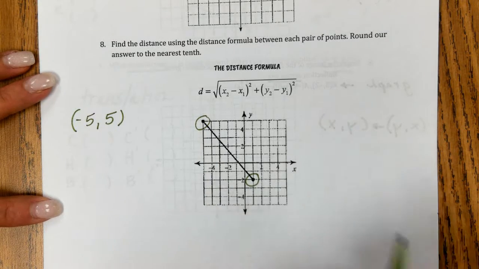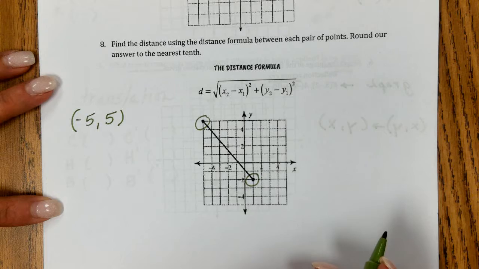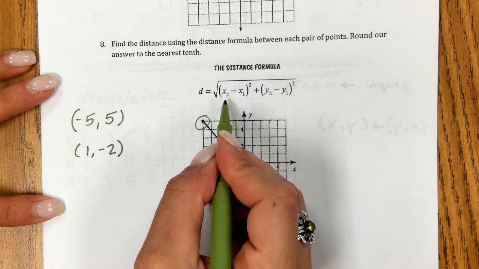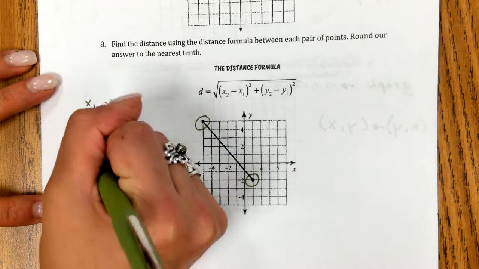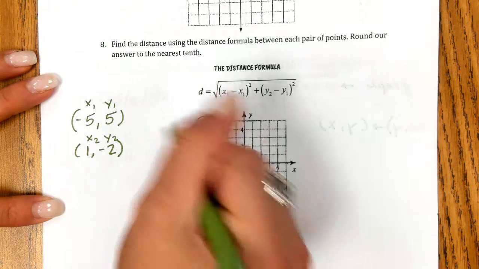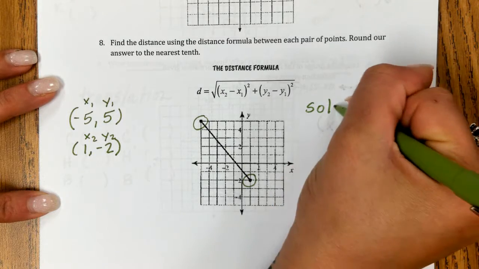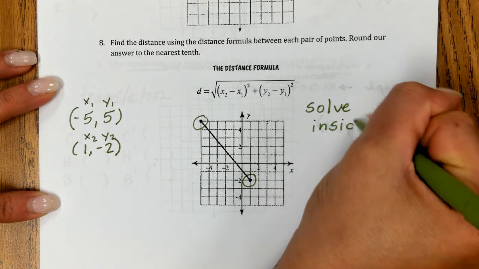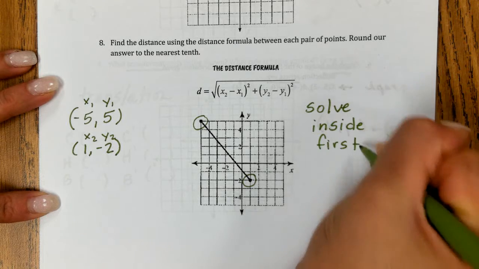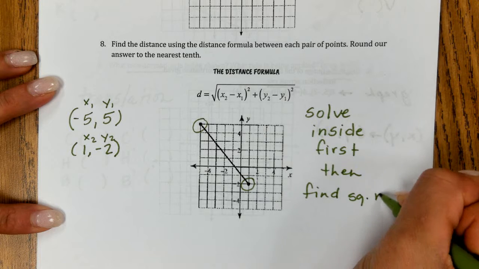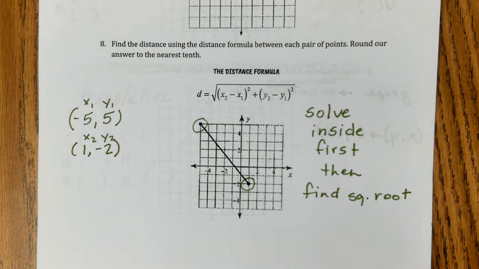And then my other point is which one? 1, -2. Okay, so this is where you have to label x1, y1, x2, y2, and then put it into this formula. Solve the inside first, then find the square root. So this is probably going to require the use of a calculator. You're going to round your answer to the nearest tenth.